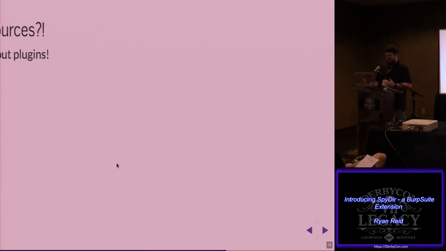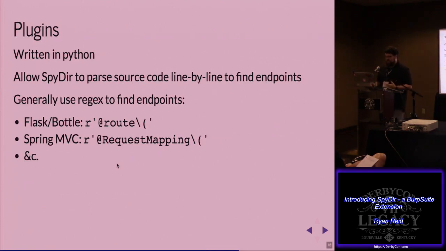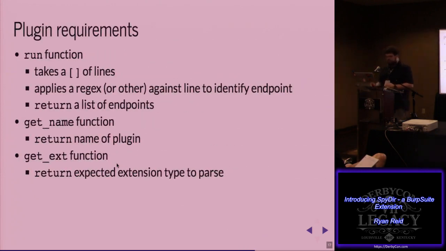We're going to talk about plugins. The plugins for SpyDir are written in Python, and they allow the extension to parse source code line by line to find the endpoints. They're generally going to use a regex formula. For Flask, bottle, it's going to be regex @route or app.route or bottle.route. For Spring MVC, it's going to be @RequestMapping. And you're just going to apply that regex, see if it comes back, and if it does, you have a valid endpoint. There are going to be three functions that are necessary.